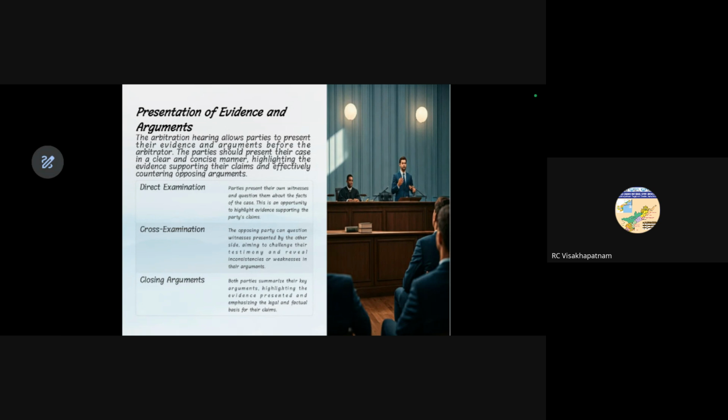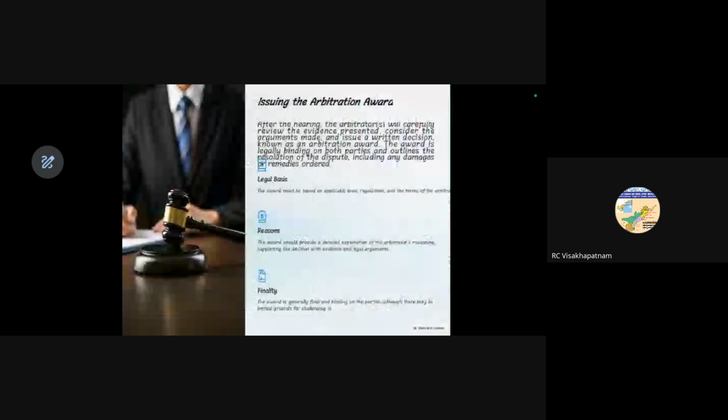In the case of direct examination, the advocate asks the respective party to give his witness. But in the case of cross examination, the advocates ask the other party to give their testimony. And in closing arguments, the advocates summarize their arguments, highlighting the evidence presented before the court. So this is the process of presenting the evidence and arguments.